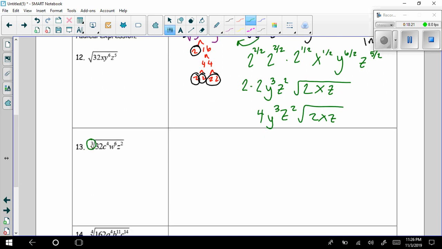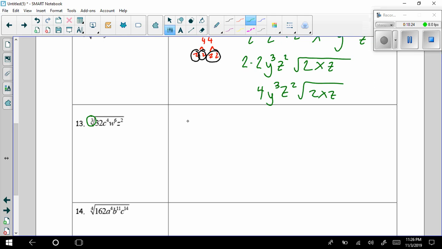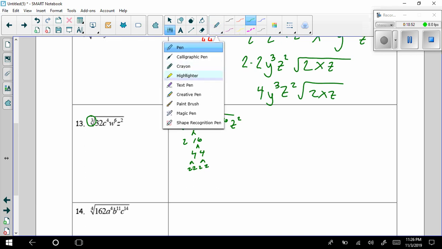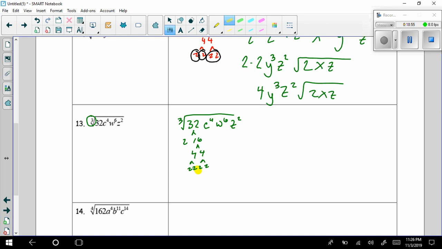All right, so whatever that index is, that's what you're looking for in terms of groups. So this one is a cubed root. And so when I'm looking at the factors of 32, for example, I'm looking for how many groups of 3 can you make. All right, so 32 breaks down, I'll see one more time, into 16 and 2. Each of those is 4, and each of those is 2. But as far as groups of 3 go, I only have one group of 3 right there.